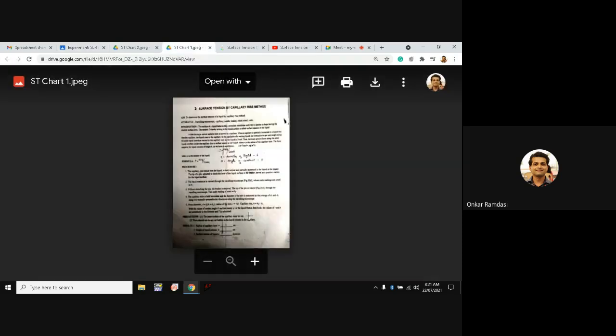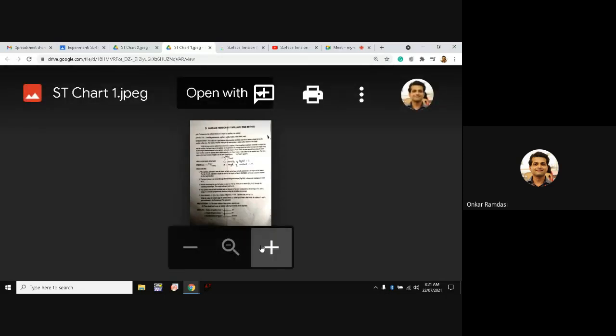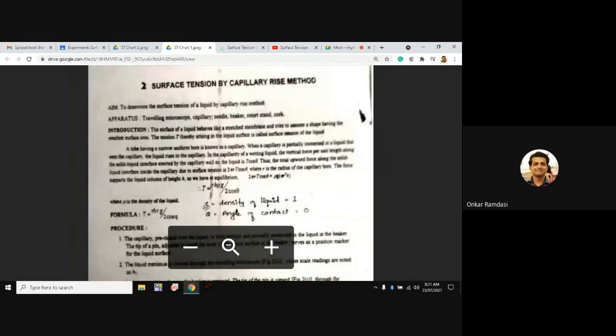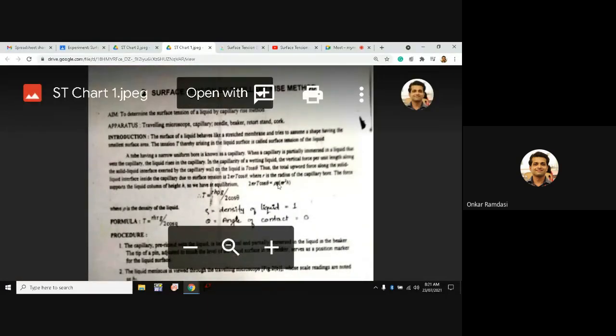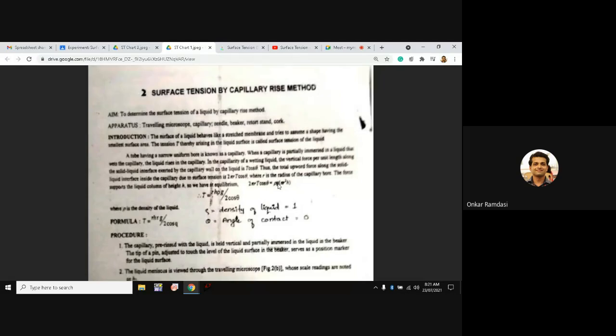Okay, so these are the charts which were taken by the lab attendant. It's not clear too much, but I'll try to explain the other things which are mentioned in the chart. So these are the things which we need to check: the surface tension by the capillary rise method. In that case, we need to determine the surface tension of a biological fluid or pure water.